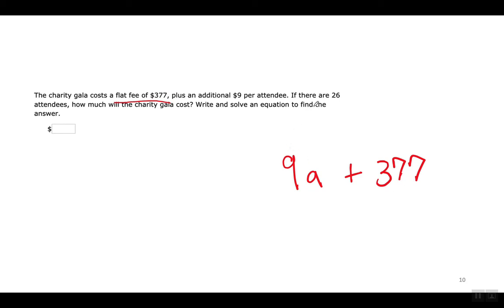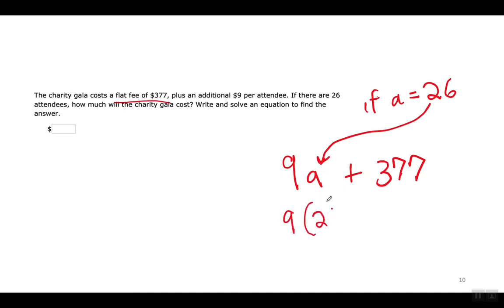If there are 26 attendees, how much will the gala cost? In other words, if A equals 26, all right? So if A equals 26, that means I got to substitute it right here and do 9 times 26. 9 times 26 plus 377, okay? If you want to use a calculator for that, that's fine. I'm going to work it out. Let me just repeat this in Spanish, though.